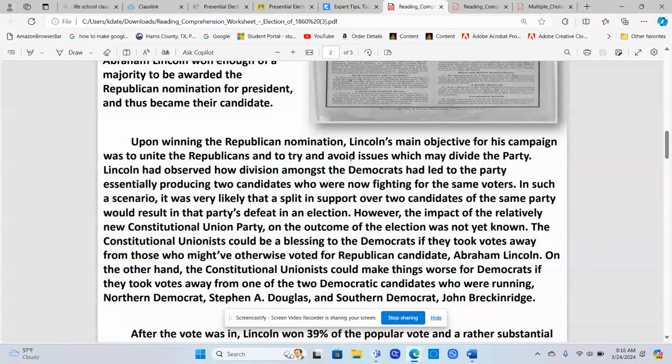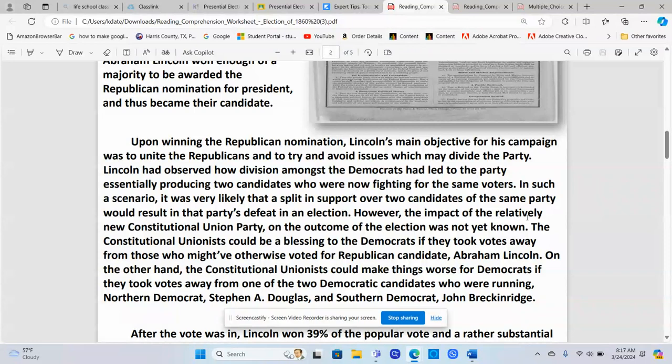Upon winning the Republican nomination, Lincoln's main objective for his campaign was to unite the Republicans and to try and avoid issues which may divide the party. Lincoln had observed how divisions amongst the Democrats had led to the party essentially producing two candidates who were now fighting for the same voters. In such a scenario, it was very likely that a split in support over two candidates of the same party would result in the party's defeat in an election.